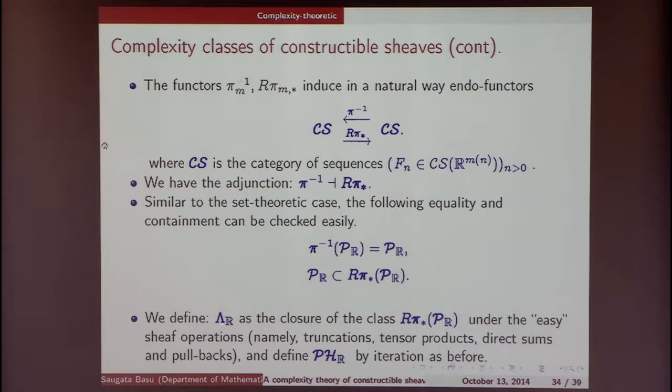And now we want to define Lambda as the image of PR under the push forward, except that we would also like to close it under operations like this, which are the easy operations under which PR is itself closed. Maybe even in the ordinary set-theoretic case one should do it, because NP is not closed under taking set-theoretic complements, a priori. And so I want to make this closed, and then we can iterate. So you project, close, iterate, project.